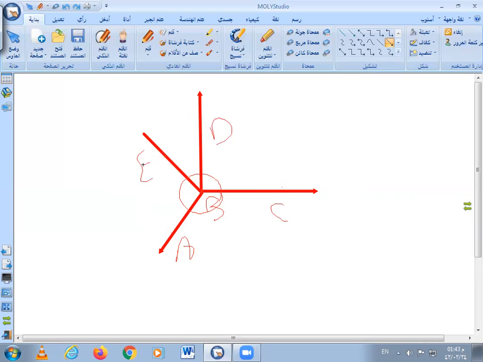Okay, measure of angle DBC equal 90 degrees. Measure of angle DBE equal 30 degrees. Measure of angle EBA, for example, equal 80 degrees. Find measure of angle ABC. As we said before, measure of angle ABC equal 360 minus. Why 360? Because the sum of measure of the accumulated angles equals 360 degrees.